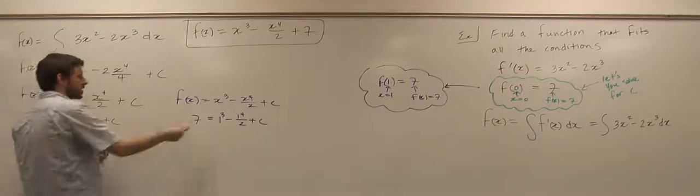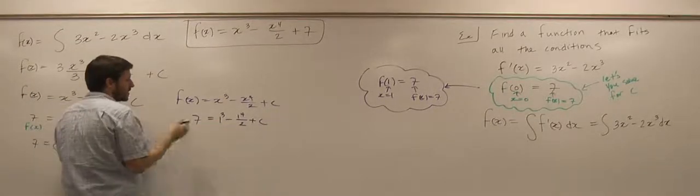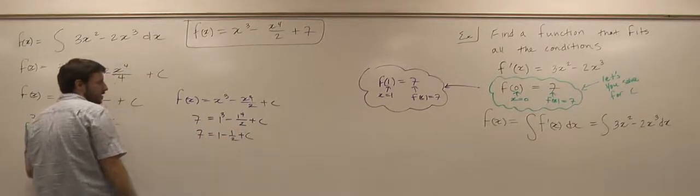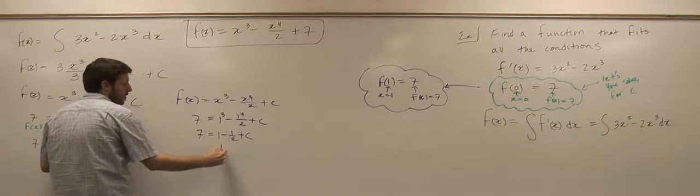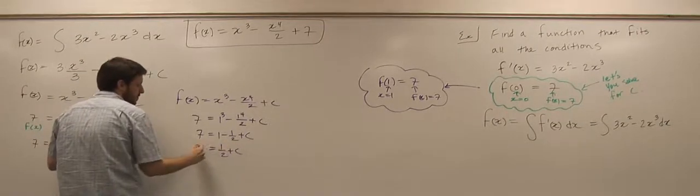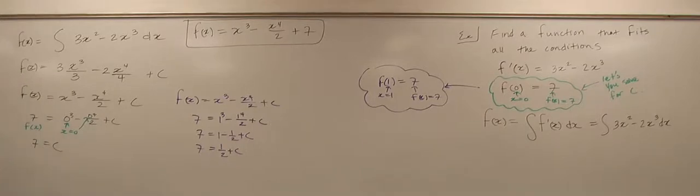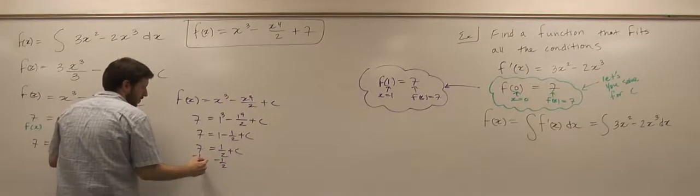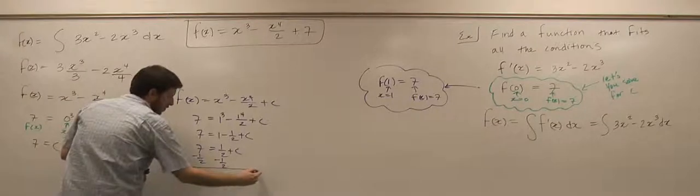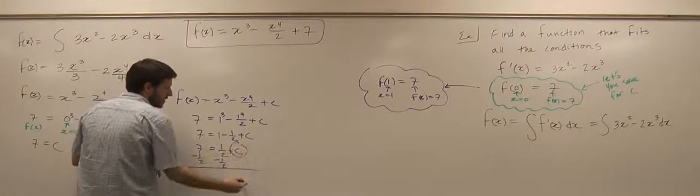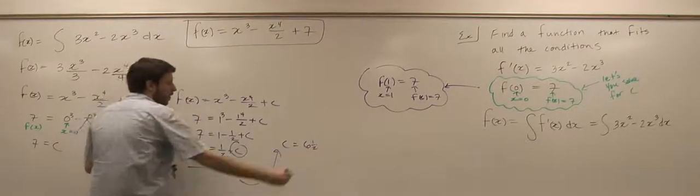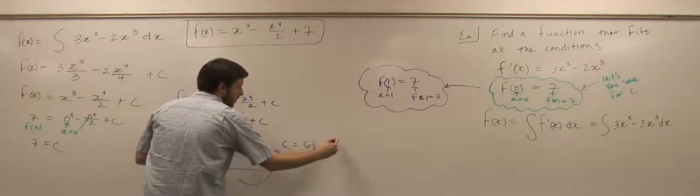So then you have a little more work to do, right? If it's not 0, you have to actually calculate this. So 1 minus 1/2 plus c equals 7. 1 minus 1/2 is a half, plus c equals 7. So what's c equal? 6.5, right? You subtract the half over to the other side. c will equal 6.5. Or if you don't like decimals, which I tend not to, 13 halves.